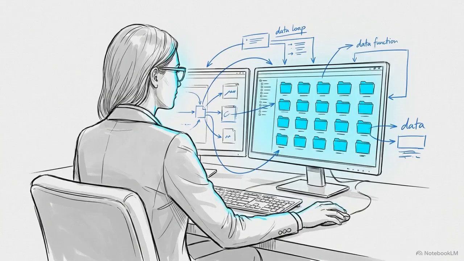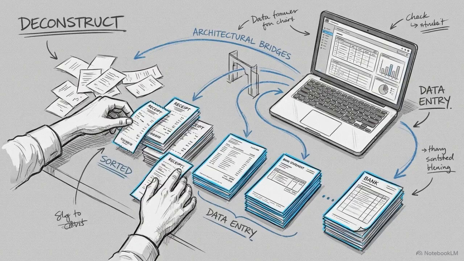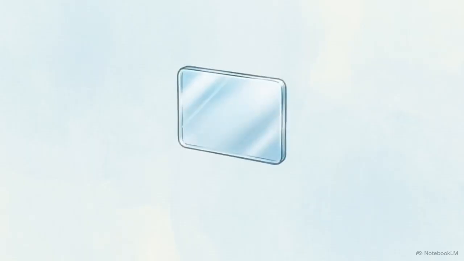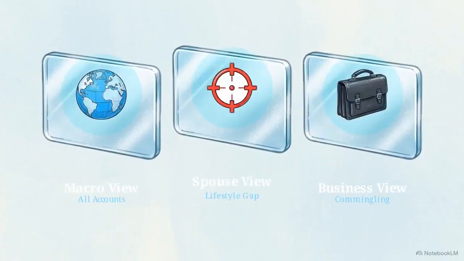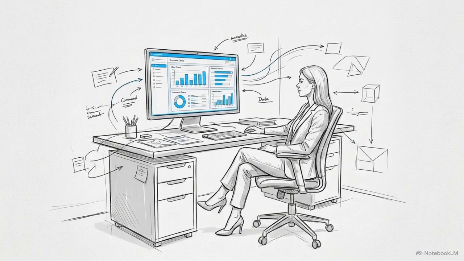The software automates the mathematical calculations, which shifts your responsibility to managing the case's data architecture and ensuring the inputs are complete. Today, we are going to deconstruct exactly how you prepare that raw data and how to use the software's 3 distinct views to gain actual strategic leverage in your case. We start with the All Accounts dashboard.